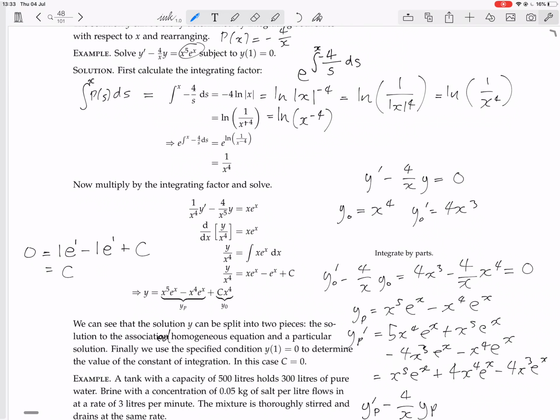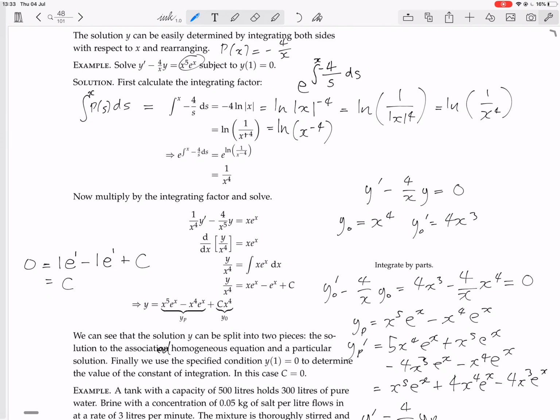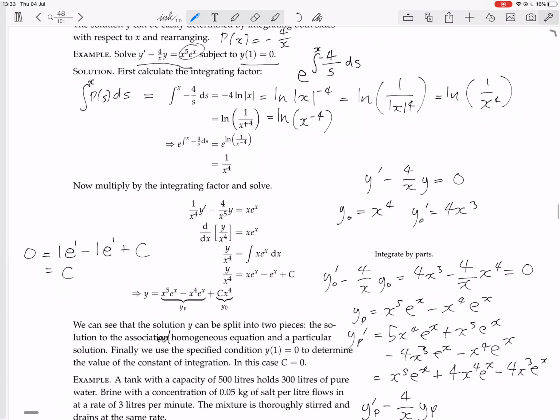So the final solution to this equation with the initial condition y of 1 equals 0 is just the particular part. In this case, it's just y equals x to the 5 e to the x minus x to the 4 e to the x. That'll solve this equation and satisfy this condition as well. Okay, and I'll leave it there.